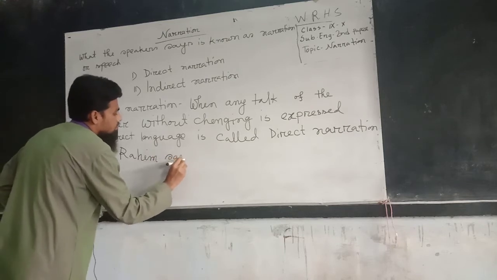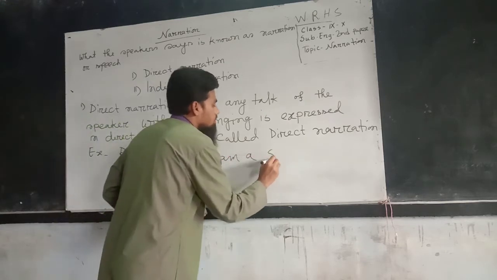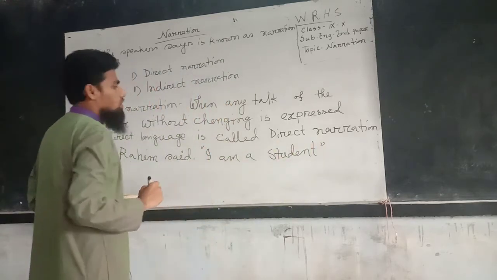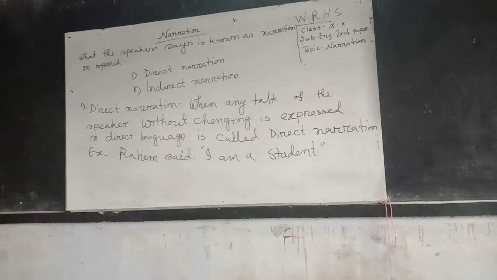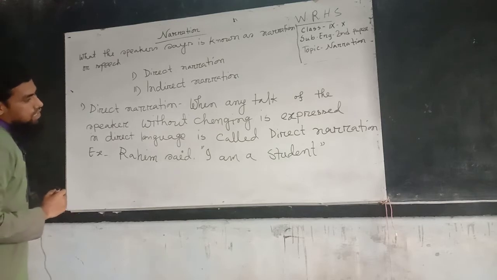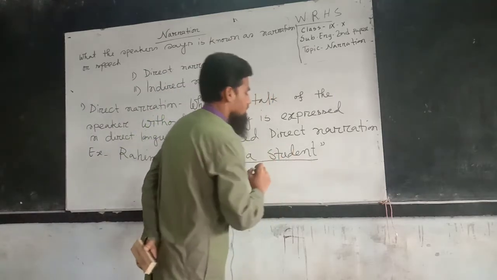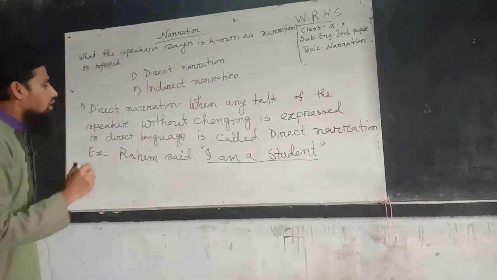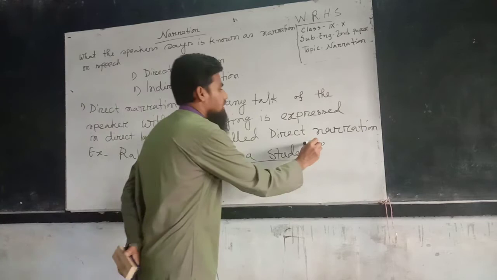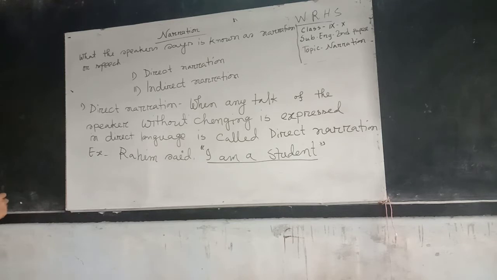Rohim said, I am a student. Here we have to mention I am a student inside the inverted comma. We have to also mention direct speech, direct narration.